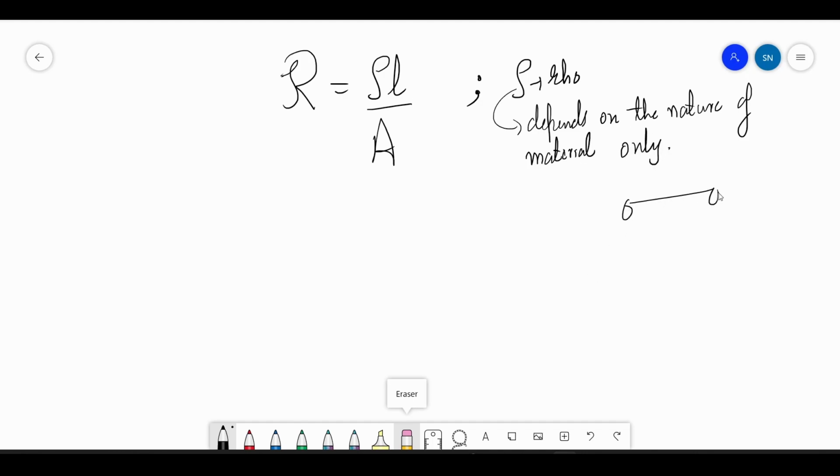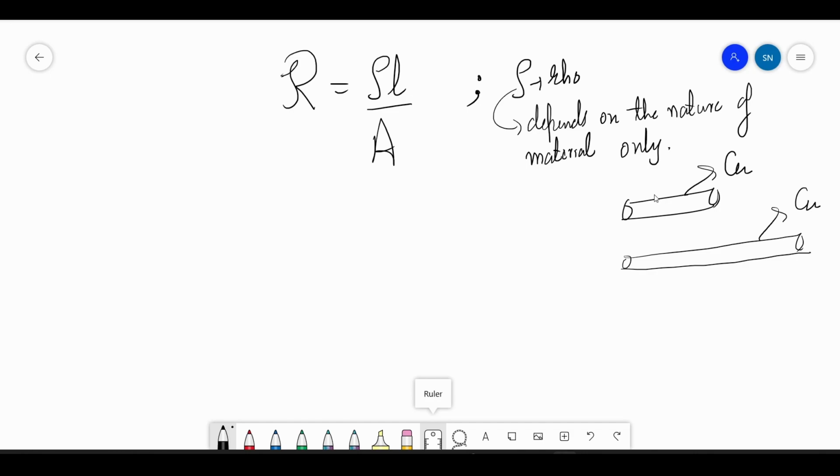So say for example, if I have a wire made up of copper, I have another wire, but this is a longer wire. It's also made up of copper. Will their lengths be the same? No. This rho is called the resistivity of the material. Will the resistivity be the same? Yes, the resistivity will be the same because both of them are made of copper.